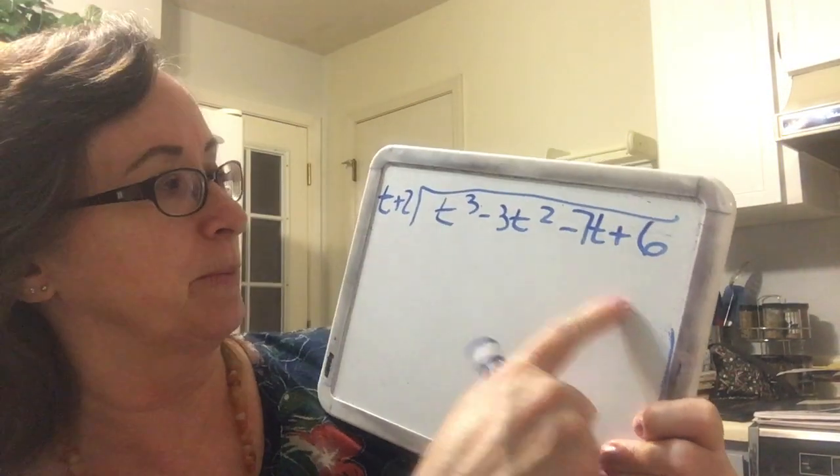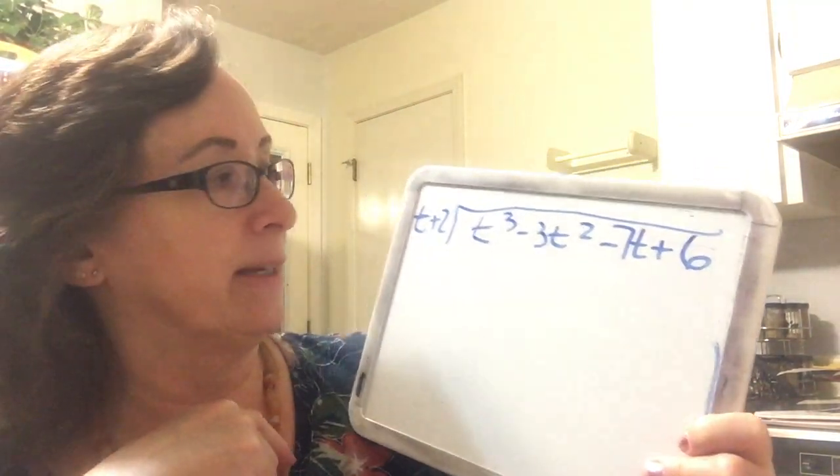Okay, so now we're going to work on another problem of long division, which will be t cubed minus 3t squared minus 7t plus 6 divided by t plus 2. Whew, that's a long one, okay? So this time we have 4 terms divided by a binomial, okay?